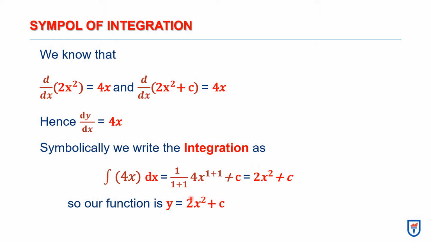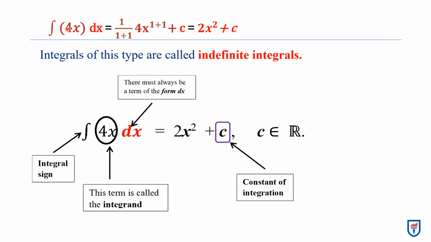So our original function, which gives us 4x when we differentiate, is y equals 2x squared plus c. In this integration of 4x dx, which gives us the value of 2x squared plus c, this type of integration we call an indefinite integral, because it doesn't have a limit. Whenever we integrate something in this form, we call it an indefinite integral, since it doesn't have a lower limit or upper limit.